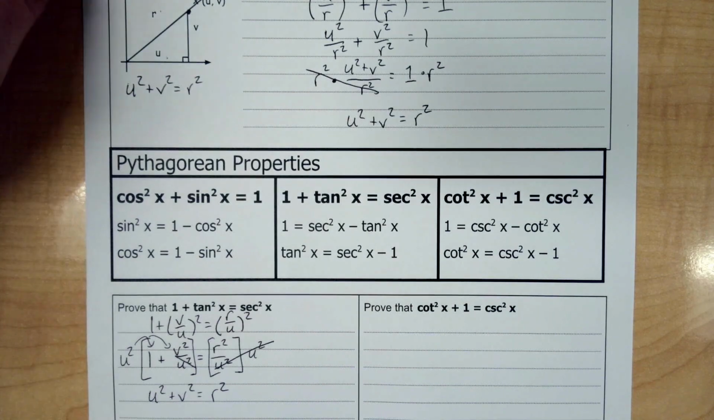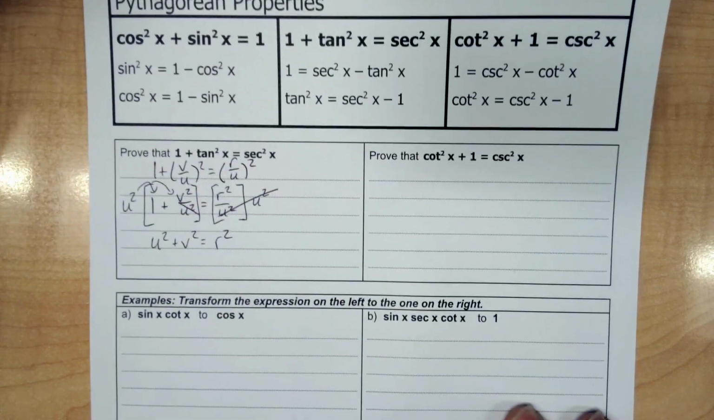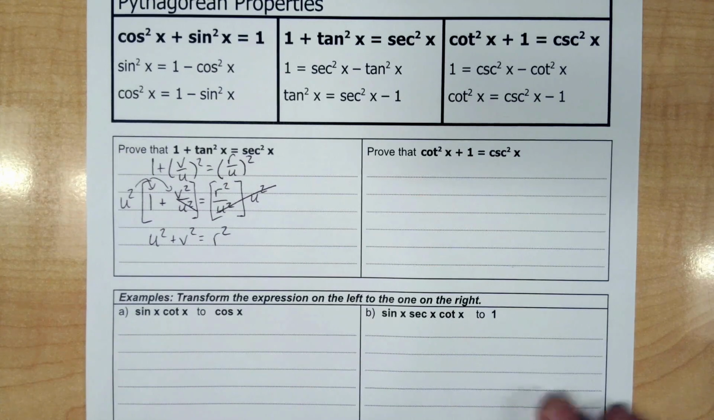And since we haven't used any specific numbers, we've just used general relationships and variables, this should be true no matter what kind of right triangle we're looking at.